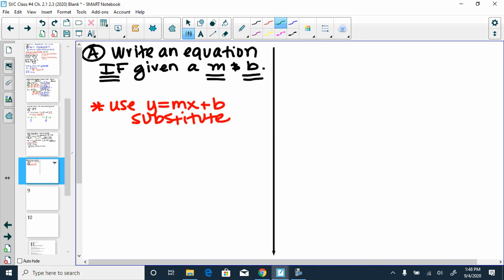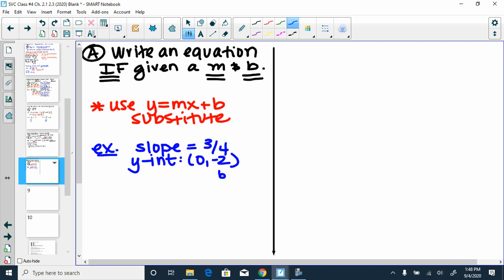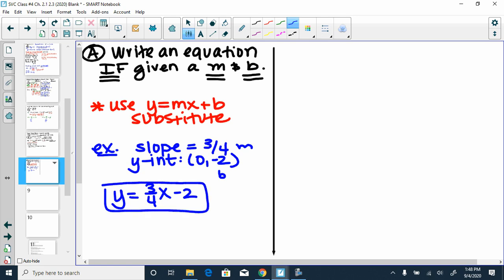That's it. So my example is going to be, write an equation of a line if the slope is 3/4 and the y-intercept is 0, -2. And keep in mind that's your b right there, and that's your m right there. So the equation is y equals m, 3/4 x, and then the b happens to be negative. If that was positive, it would just be +2. And you're done. Okay? You just use y equals mx plus b.